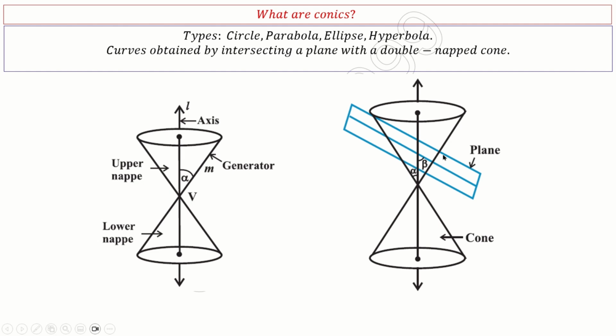Depending on this beta and its relation with alpha, whether greater than, equal to, or less than, you generate multiple shapes. Those shapes are nothing but the circle, parabola, ellipse, and hyperbola. So let's learn the relation between all these. The most important thing to know is that all these are related and are generated from the same object, a double napped cone, and its interaction with a plane.